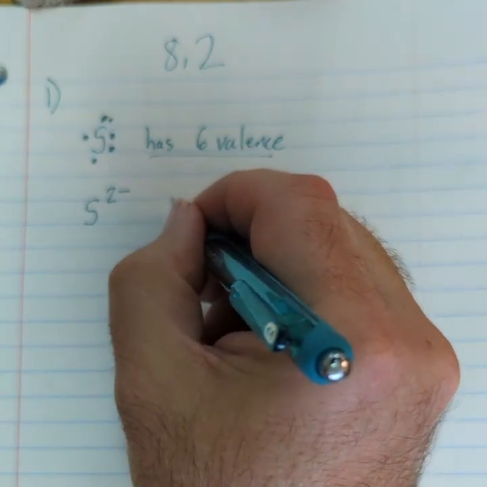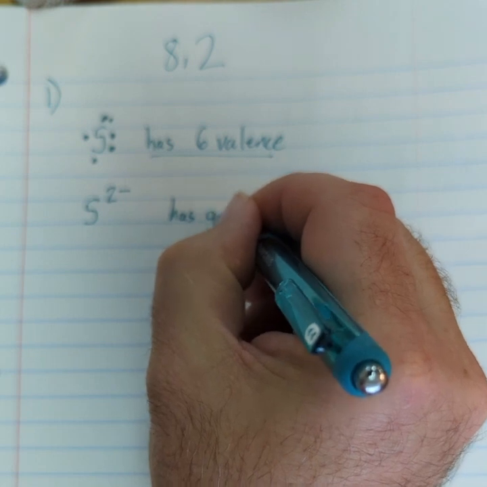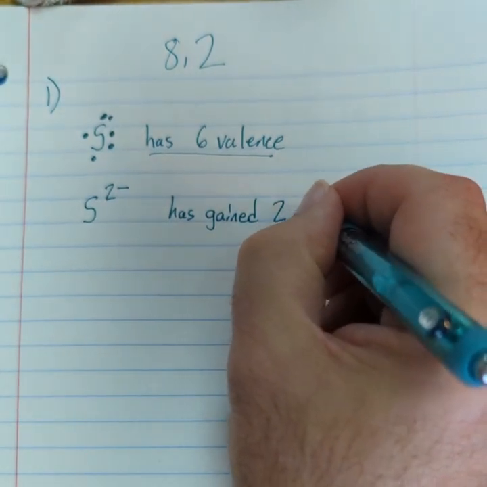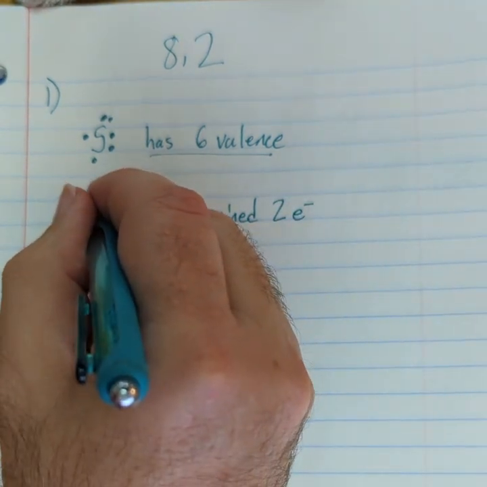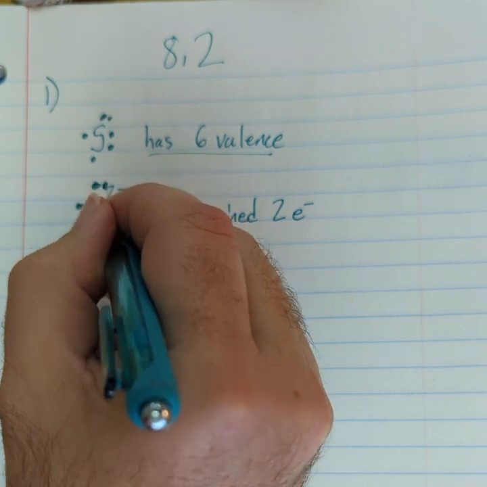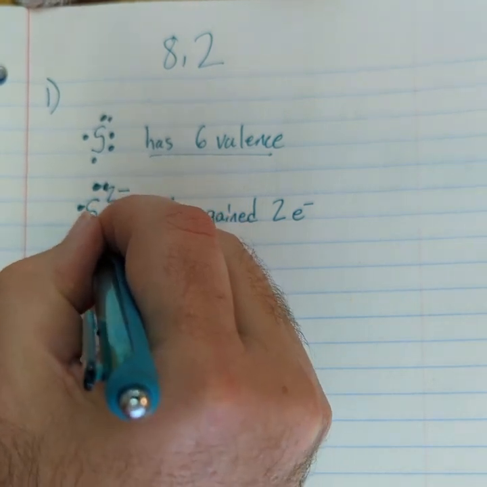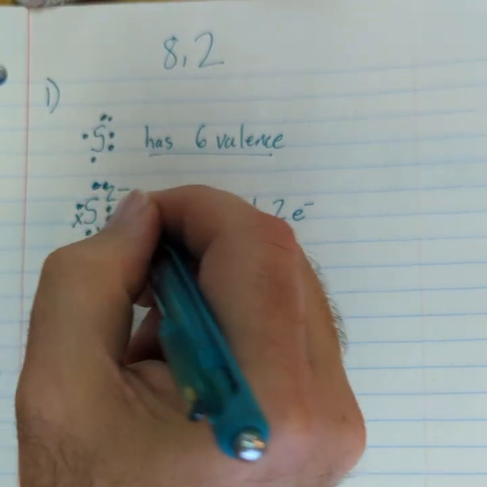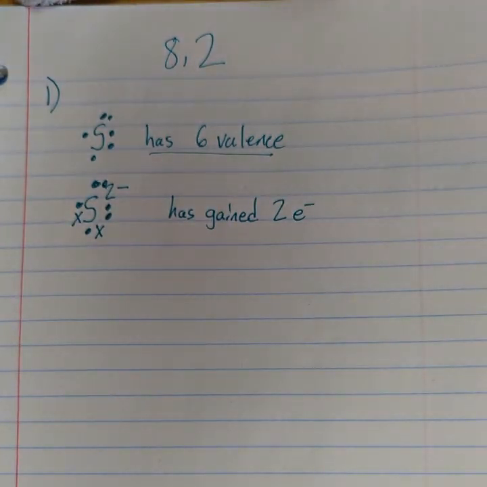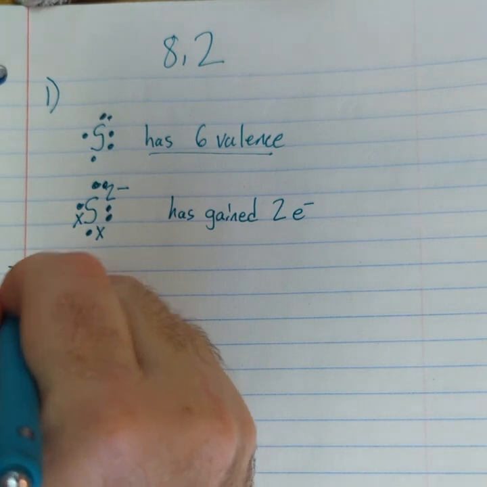If we want to do sulfur ion or sulfide, it's got the original 6, but it's also gained 2 electrons. So we would have 8 dots around it instead of the original 6. So this ion actually has an octet. The X's are just so you can tell that those are the gained ones.